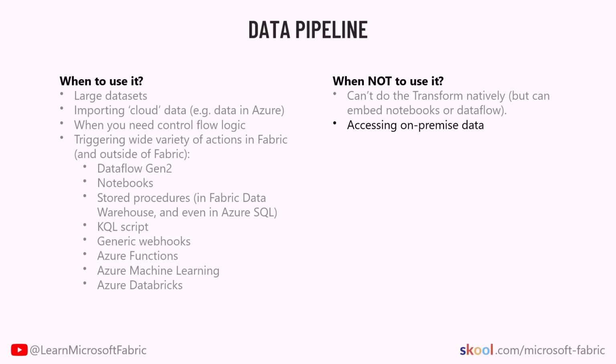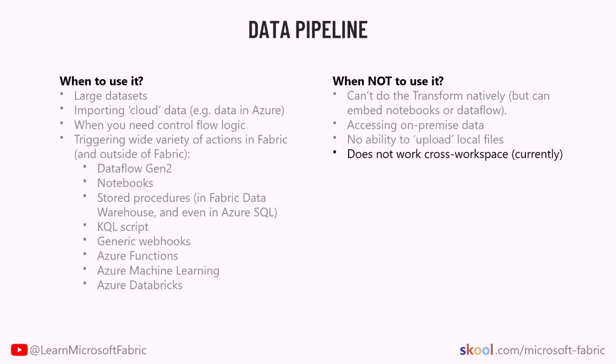So we can't set up a data gateway and connect to it via a data pipeline. Now, there's no ability to upload local files. One thing I didn't mention previously is that with the dataflow, you can actually upload one-off local files, transform them, and then get them into Fabric. That's not an option with the data pipeline.